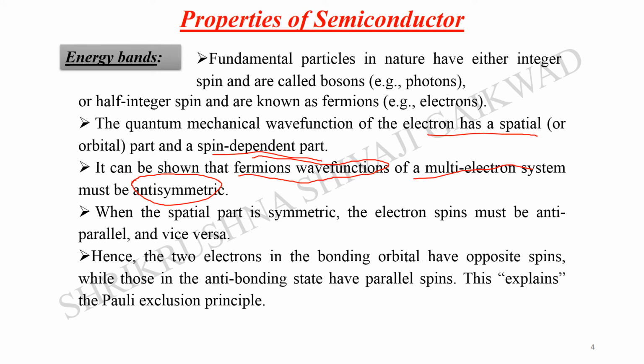Hence the two electrons in the bonding orbitals have opposite spin. What is the reason behind the electrons in the bonding state having opposite spins? It is to get the total wave function antisymmetric, and those in the anti-bonding states have parallel spins, and this explains Pauli's exclusion principle, which is a well-known thing in physics.